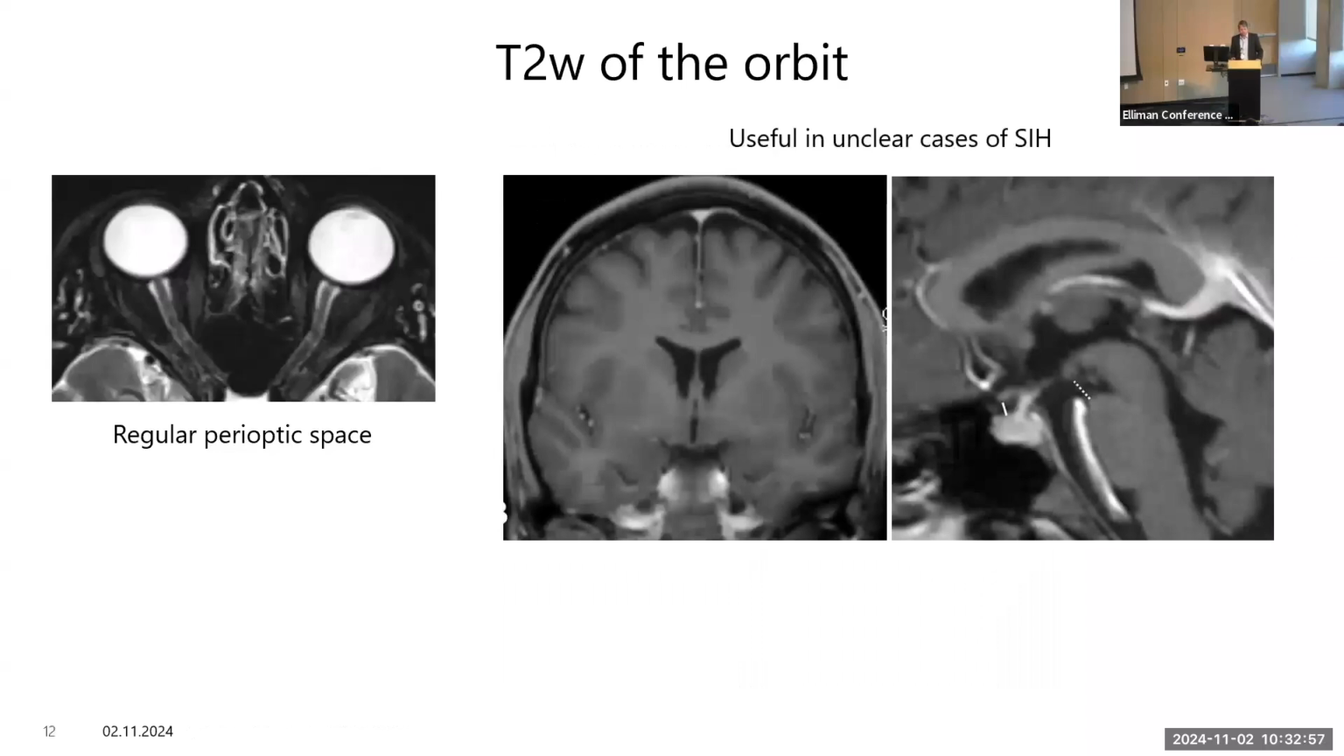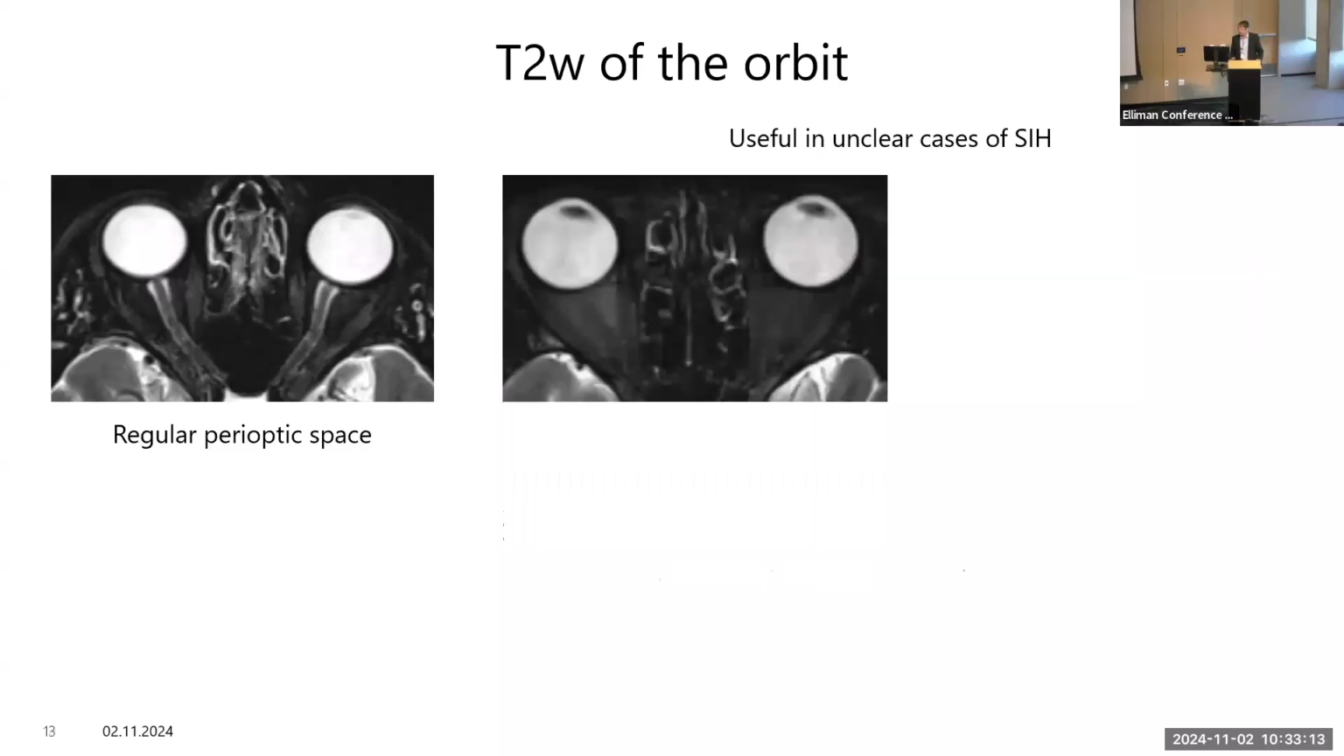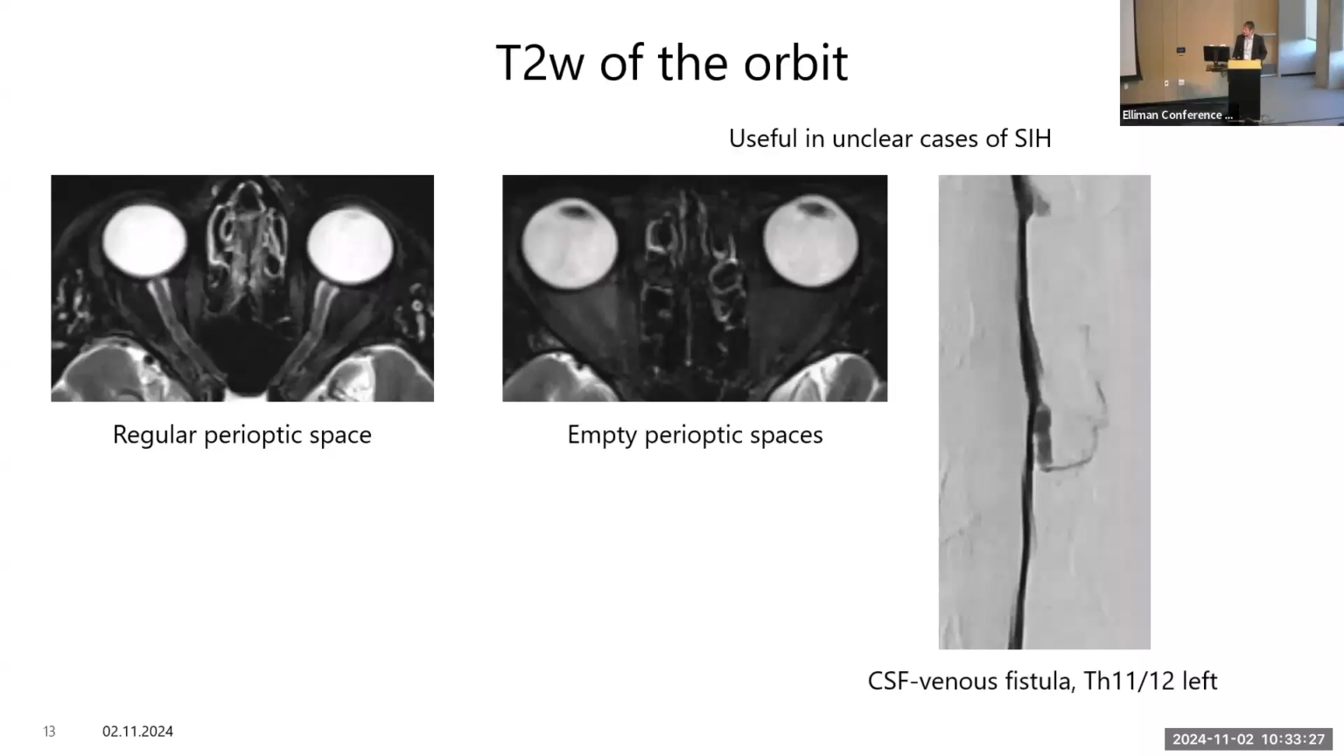We've been using this sequence for a long time, but in the axial view. And we found that it is definitely useful. Like in this patient, she had an SIH score of only 3 points, but we saw that the perioptic space was completely empty. And this guided us to go on with the imaging, and we performed a dynamic myelography, and we saw this clear CSF venous fistula on the left side.